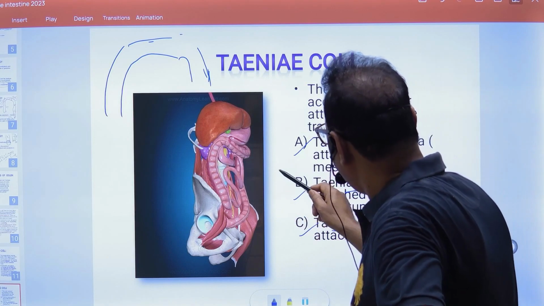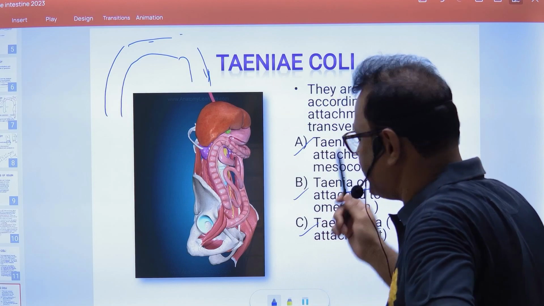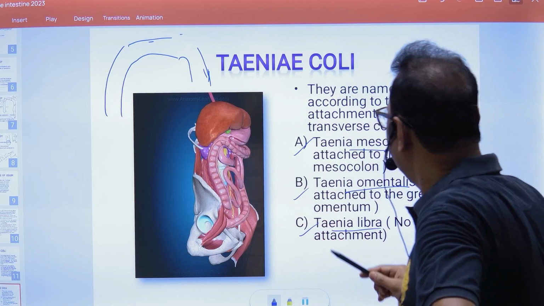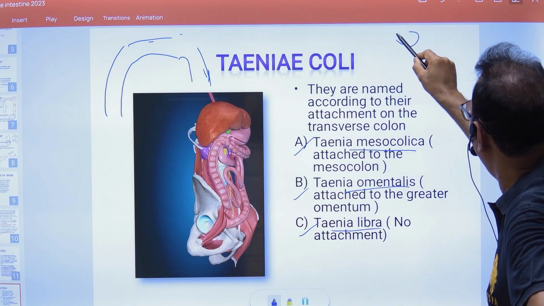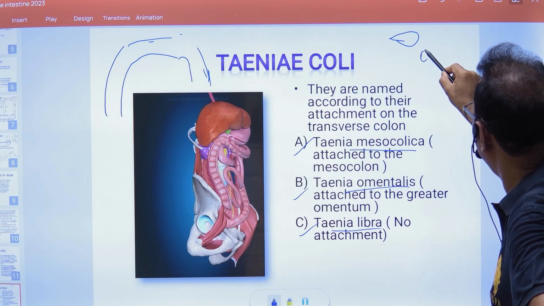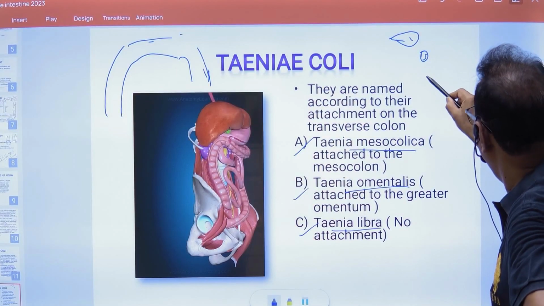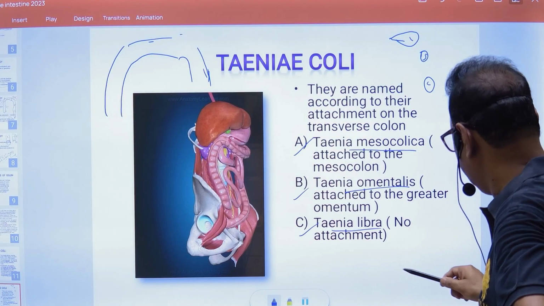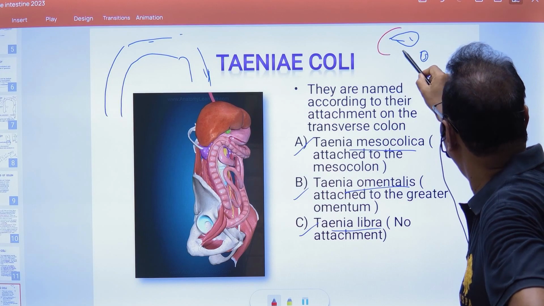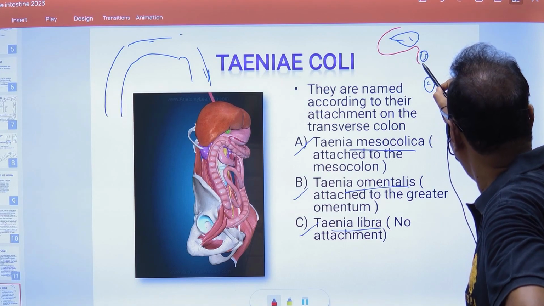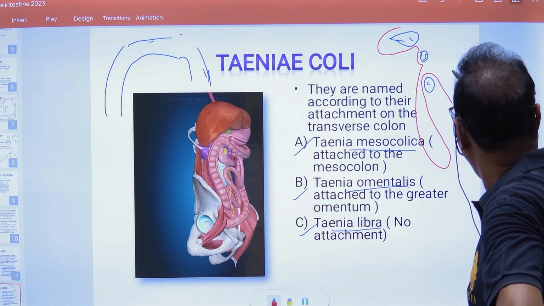We know that we have got the large transverse colon, and the transverse colon has the mesentery. We have got the stomach over here, the liver, and the colon over here. The first layer will come like this. It will come like this. It will go like this. It comes like this.